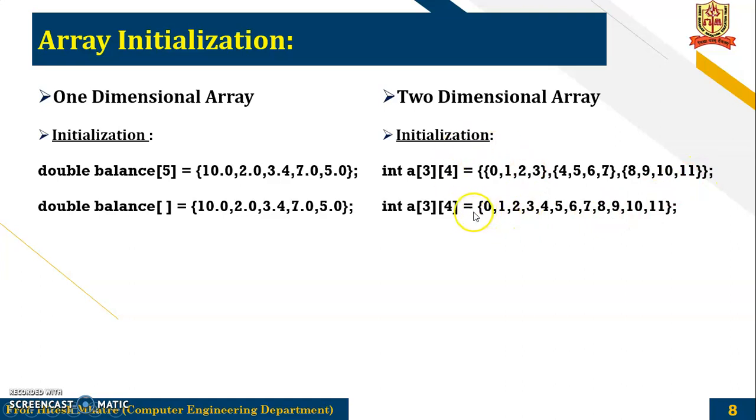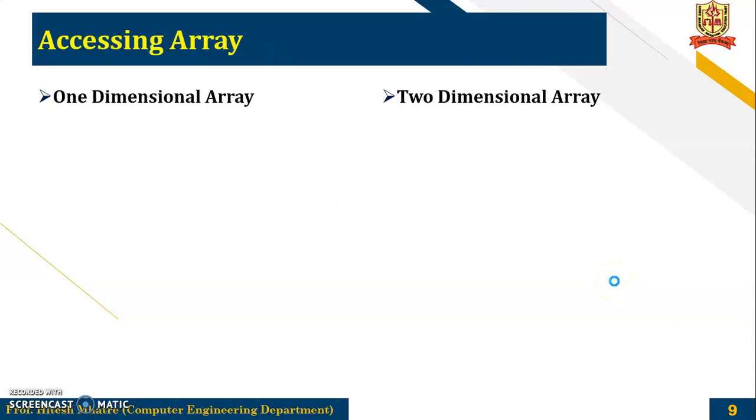Another way is writing the values without the inner braces. By default it will consider 0, 1, 2, 3 as 4 elements of the first row, the next 4 elements as the second row and the next 4 elements as the third row. So both ways are correct and both types of initialization will give you the same result. So this is the initialization of one-dimensional and two-dimensional arrays.